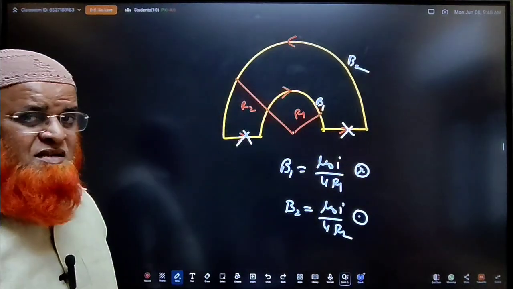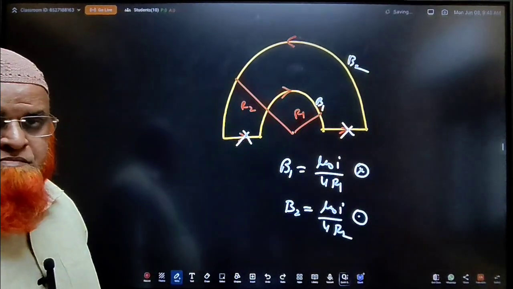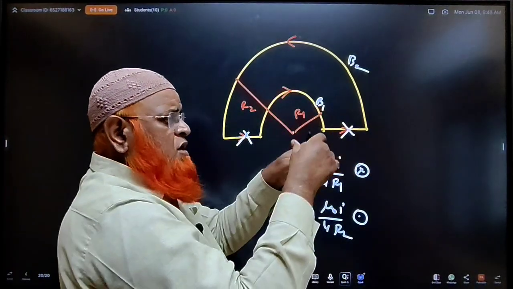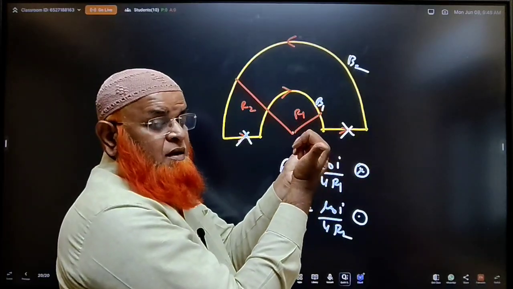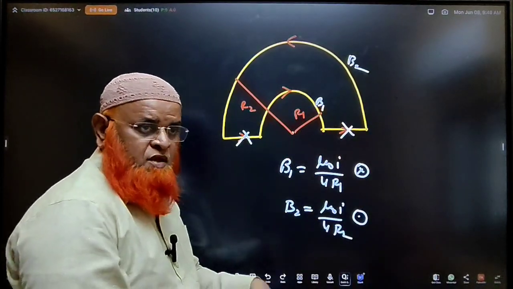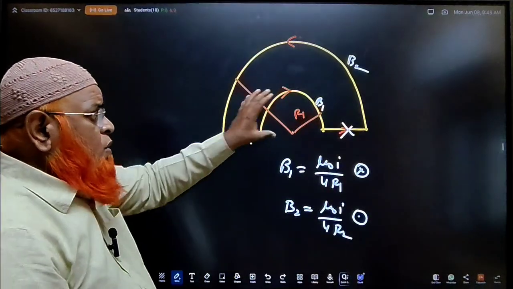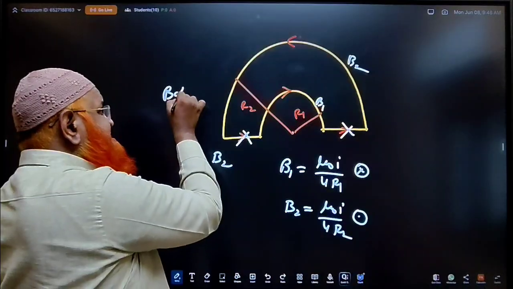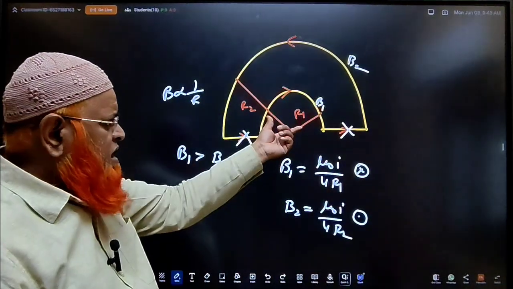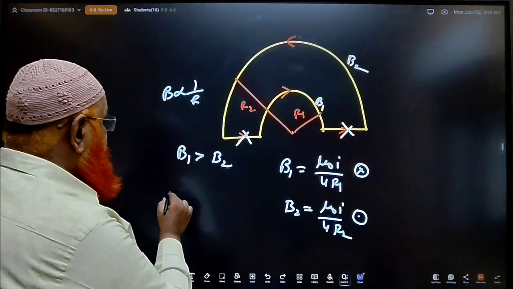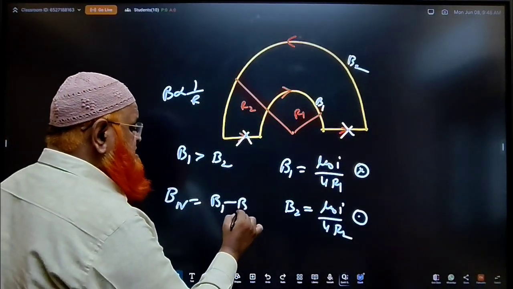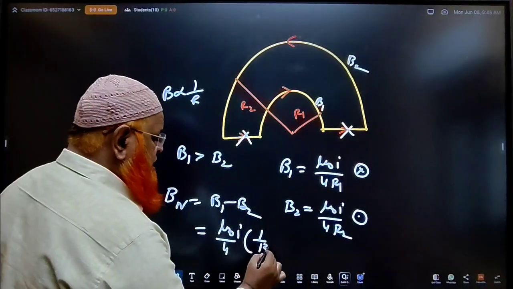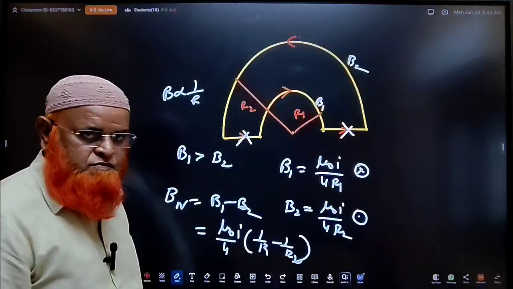But you should decide which is larger, B1 or B2. Here, for this one, direction is in. For this one, direction is out. So directions are opposite. When directions are opposite, according to vectors, you have to subtract them, subtract smaller from larger. Which is larger? Whose radius is small, that is larger. That means here B1 is greater than B2, because B is inversely proportional to R. Smaller radius has larger magnetic induction. So we write B net is equal to B1 minus B2, that is mu naught I by 4 times (1 by R1 minus 1 by R2).